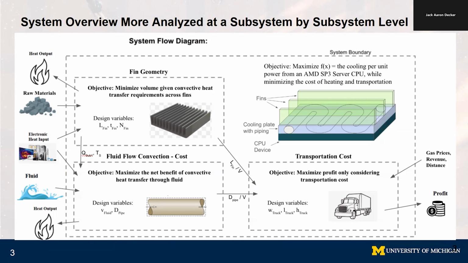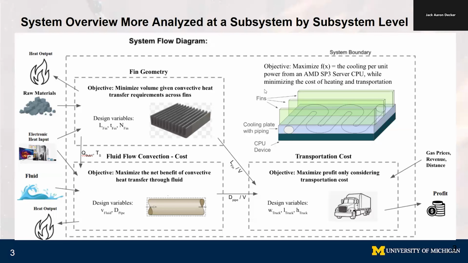Fluid flow convection from a cost perspective, convection heat transfer based on fin geometry, and a cost analysis in regards to transportation. The shared variables amongst these subsystems primarily relate to the size and material of the device, along with the effectiveness of heat transfer through each method.